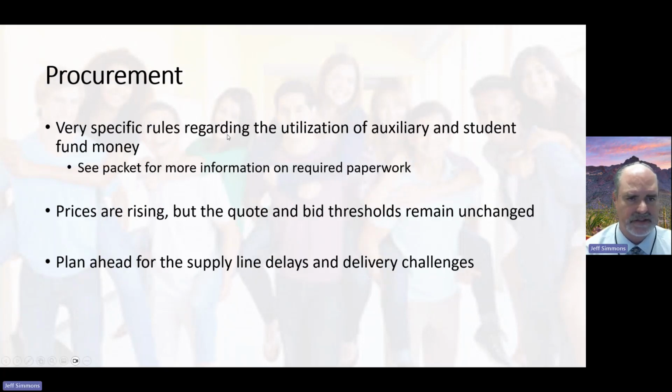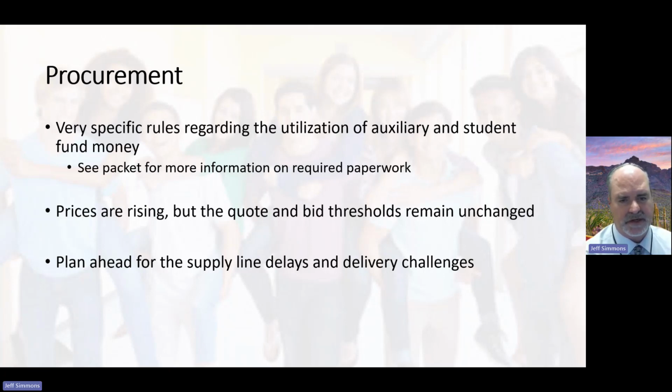Procurement, we kind of talked about this in the beginning, but there's very specific rules for this stuff, and the packet has more information that we'll post for you to see. Prices are rising, but the quoted bid thresholds remain the same. It's $10,000 for a vendor across the district, so you can imagine we could reach that pretty quickly now. So please, we have several vendors that are on State Mojave, one GPA, and different contracts that have already been bid that we can use. So get with us and we can get you pointed in the right direction and save you some time.